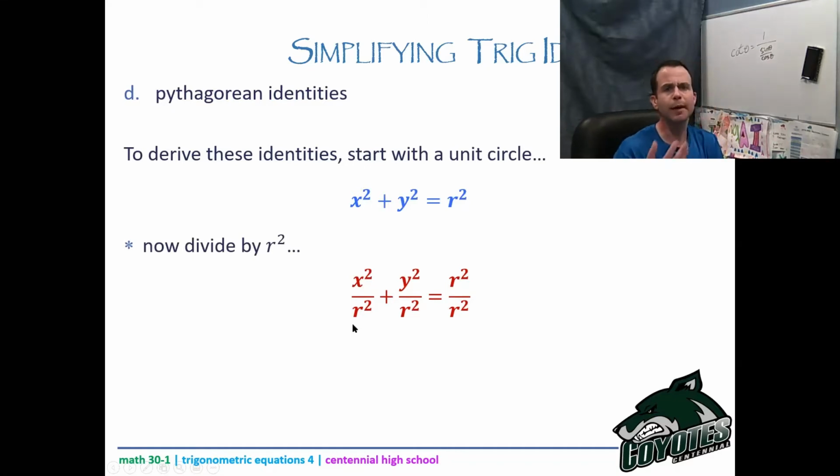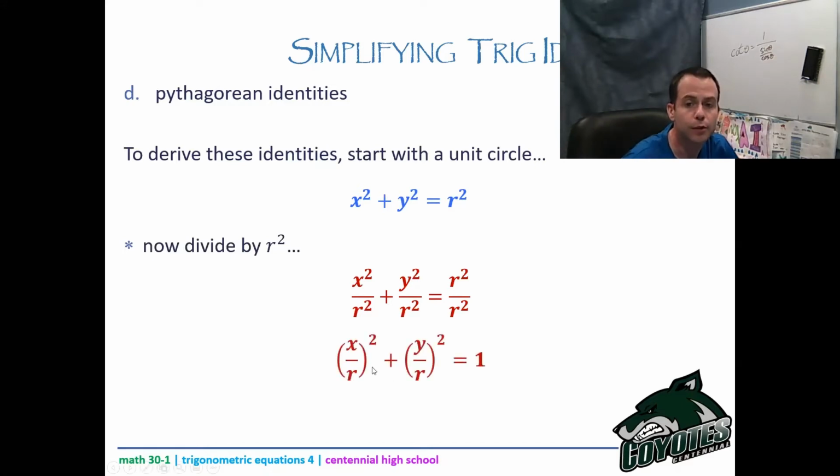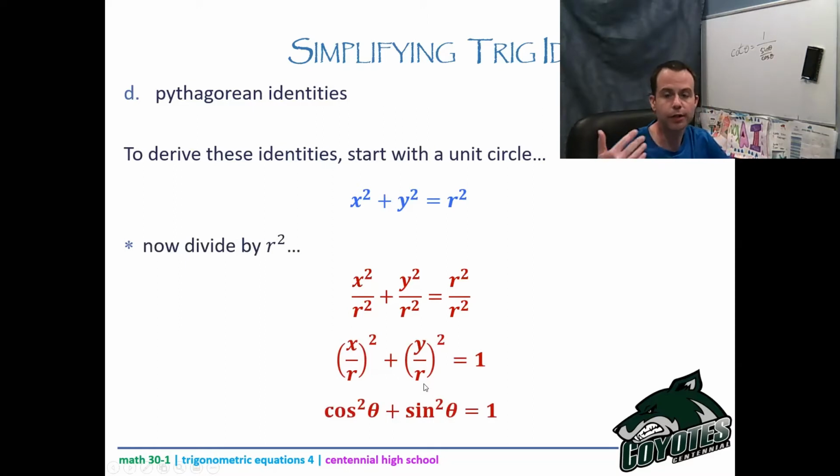Well, do you remember in any conversations that we've had where you see x over r, that adjacent over r, that hypotenuse? X over r is really the cosine. Go back to the top of your page where you wrote basic identities, right? And y over r is sine. So x squared over r squared is cos squared, and y over r all squared is sine squared.